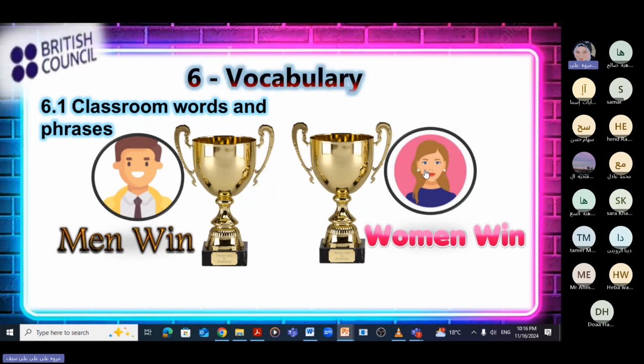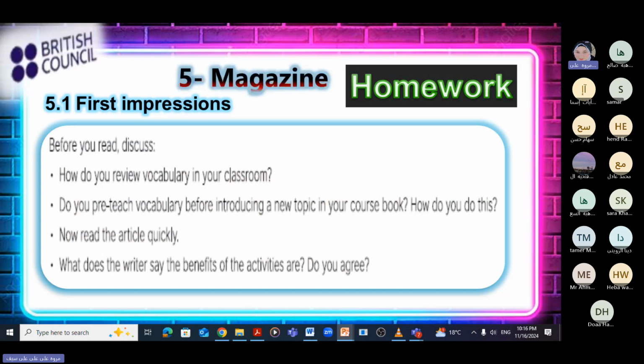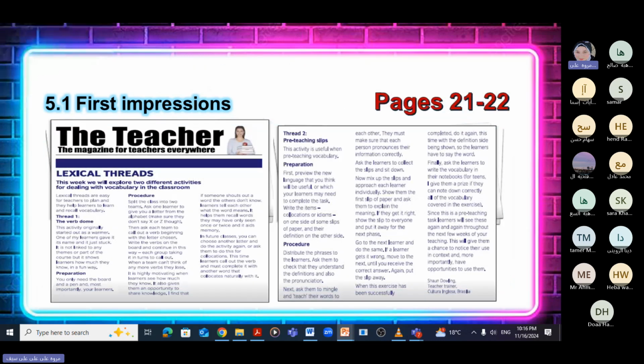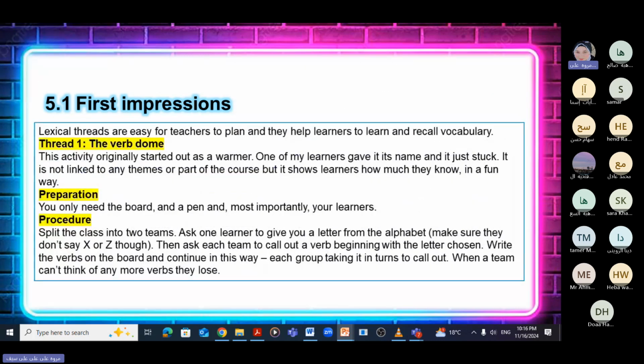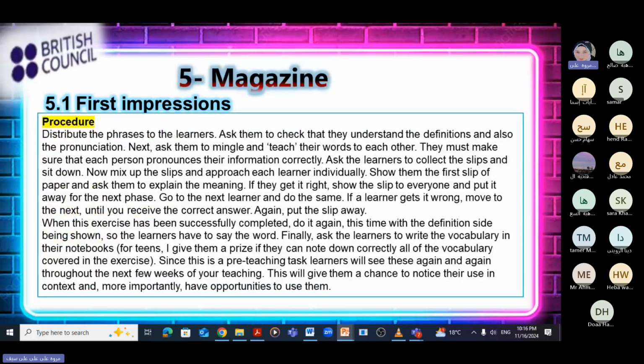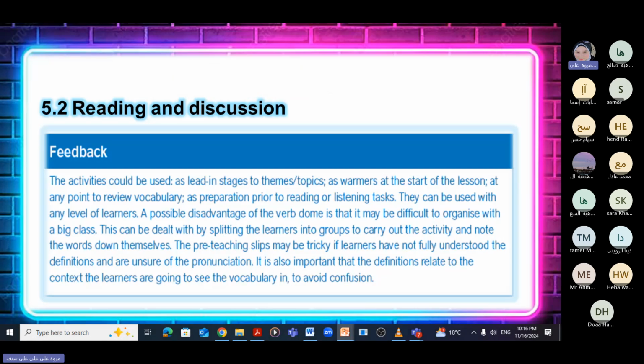Okay. This is, of course, the end of our session today. And inshallah, I'm going to share all the material on the WhatsApp group. And here is your home assignment, the magazine article. We have two tasks for you: read the magazine article and then answer these questions. As you can see, the magazine article is discussing two kinds of activities that we can do with the students related to prepositions, vocabulary, or teaching chunks and collocations.